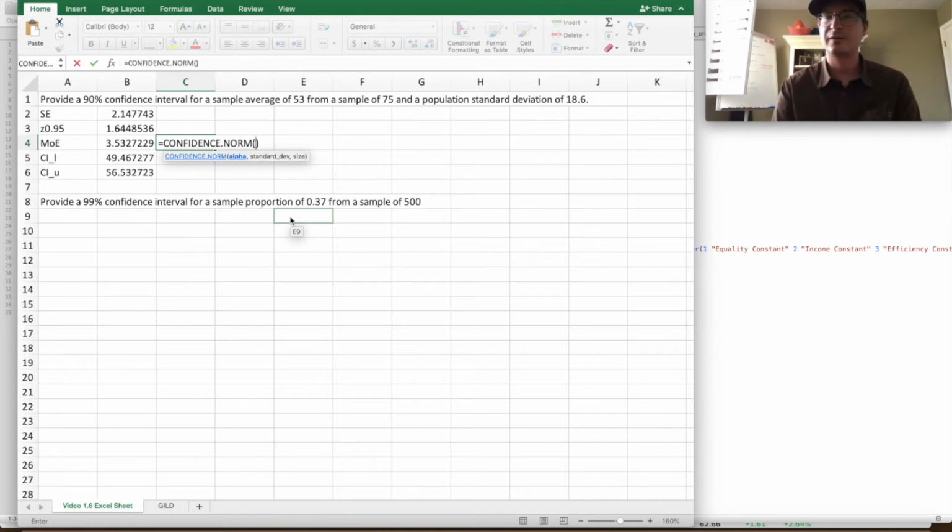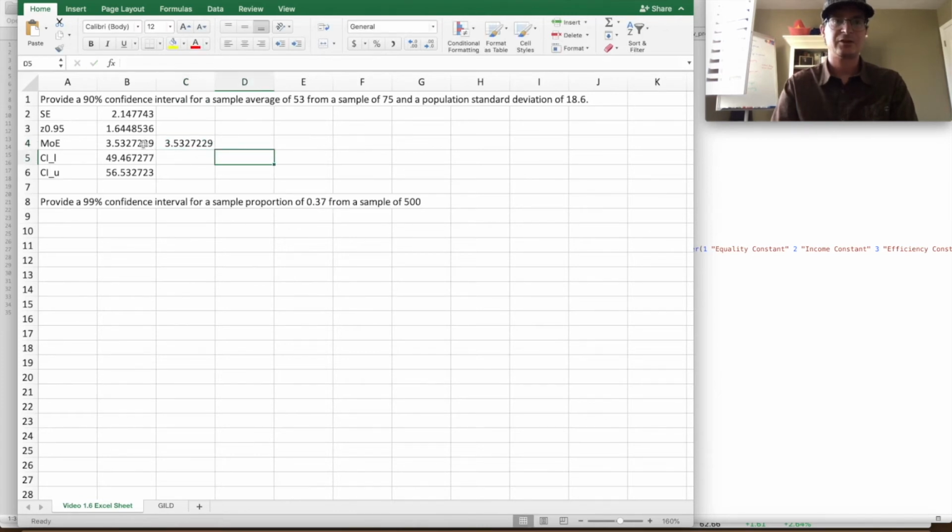So alpha, what is alpha going to be? Alpha actually stands for the opposite of confidence. So it's the area outside in the tail. So if we have a 90% confidence interval, alpha is going to be 0.1 for 10%. That's like the flip side of the confidence interval. The standard deviation is 18.6. And the size, that's the sample size, is 75. And look at that. I get the same number that I did when I did it by hand.